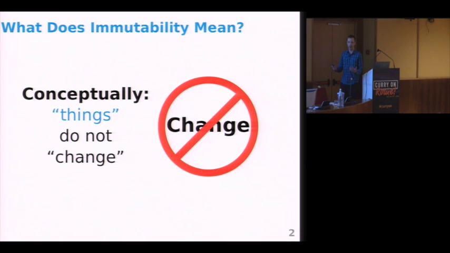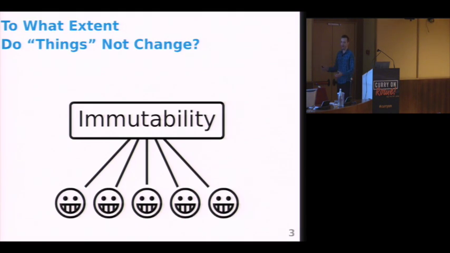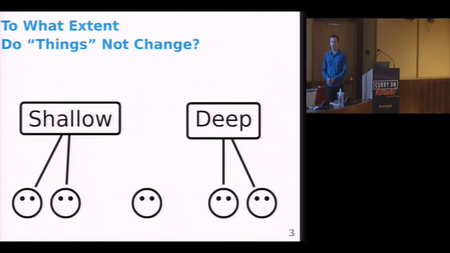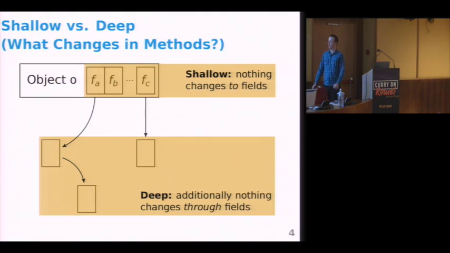Conceptually, it means that things do not change. Well, if I don't want to be abstract about it, what things am I talking about? If I asked the developer exactly to what extent do things not change, the smile would quickly get wiped off their face. They would divide into two groups. One would say shallow and one would say deep. Well, what does this mean?